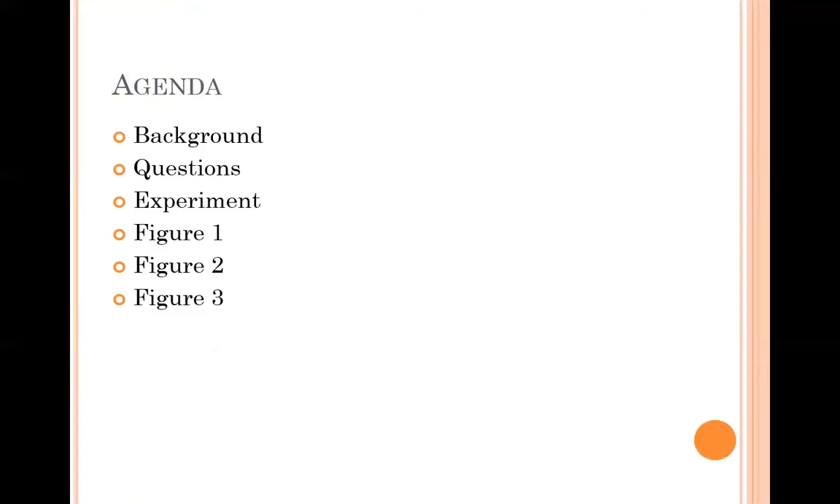First, I'm going to review some background information that's going to make understanding the paper easier, as well as the questions to be answered throughout the paper, and a bit about the experiment done. Lastly, I will go through figures 1 through 3 and discuss the different conclusions made from them.